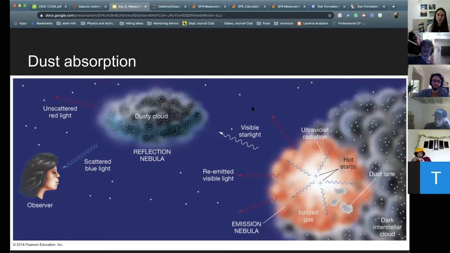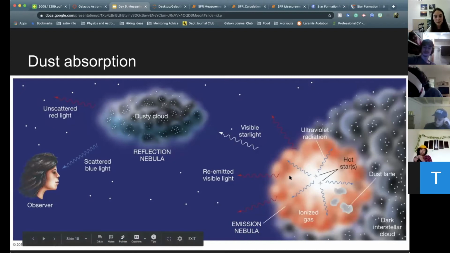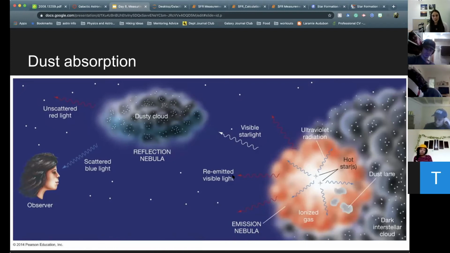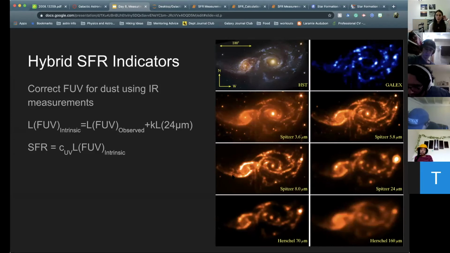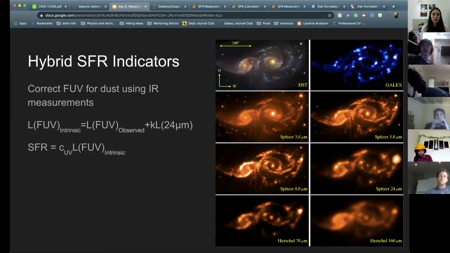So this was just a little visualization of that. Our O and B stars are going to be forming in these nebulae. The blue light will get absorbed and red light will often be re-emitted. So especially UV light, but optical light will also get blocked by dust. But the dust also radiates as it heats up. Dust that's absorbing UV light is hot, because anything that absorbs light heats up, and so it will also radiate in the infrared. So what is often used instead of just FUV is something called a hybrid star formation rate indicator. So we'll correct for the dust absorption.